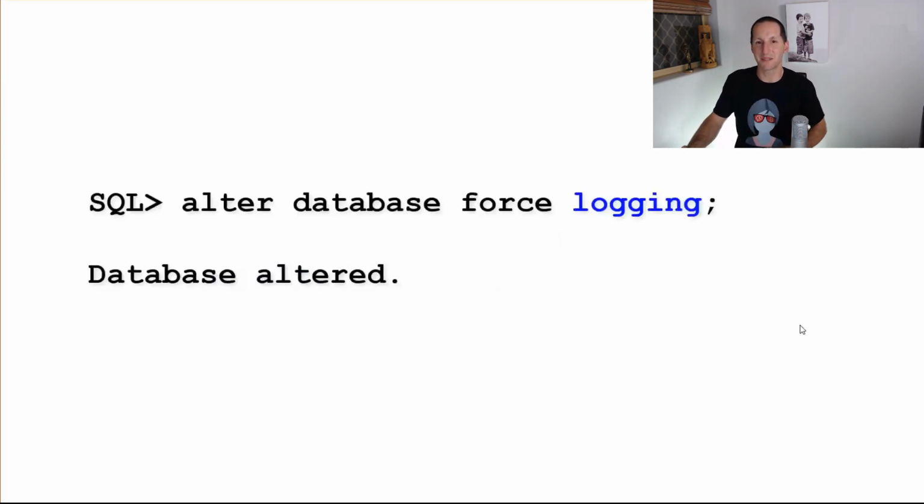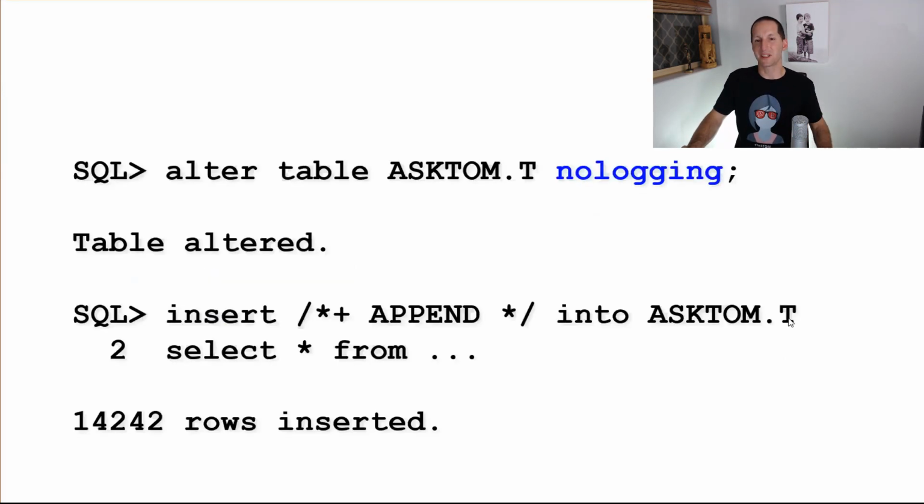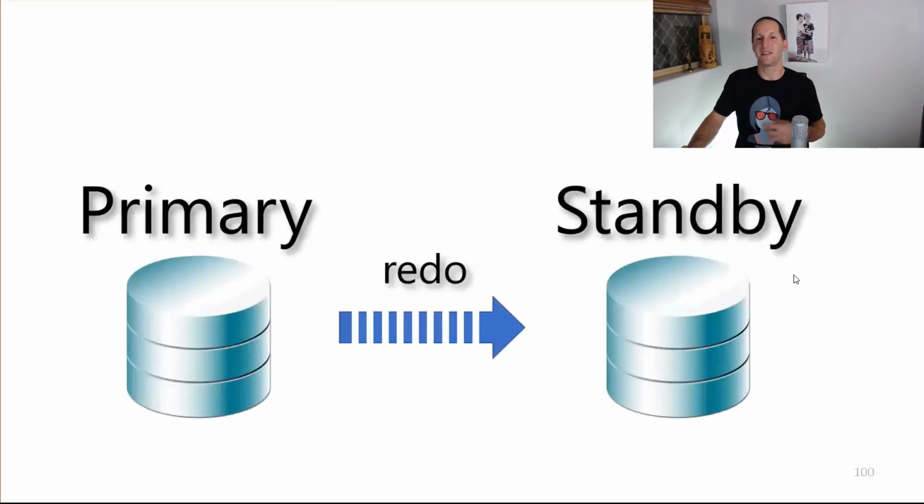So we invented this back in Oracle 9, force logging. Alter database force logging, it's pretty simple. We don't care if you try to do a nologging operation, we simply ignore it. Everything is logged, and therefore the redo is always going to be complete.